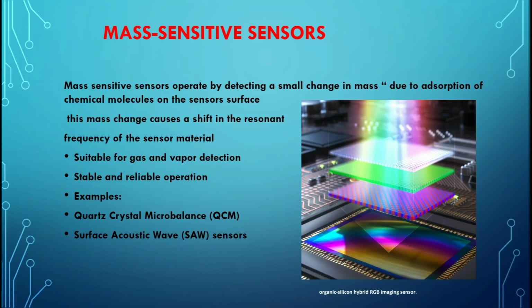Mass sensitive sensors operate by detecting a small change in mass due to adsorption of chemical molecules on the sensor surface. These mass changes cause a shift in the resonance frequency of the sensor material. For example, quartz crystal and surface acoustic wave.